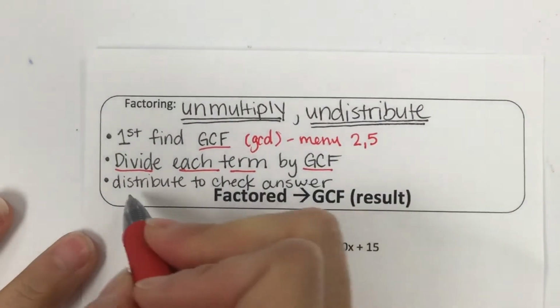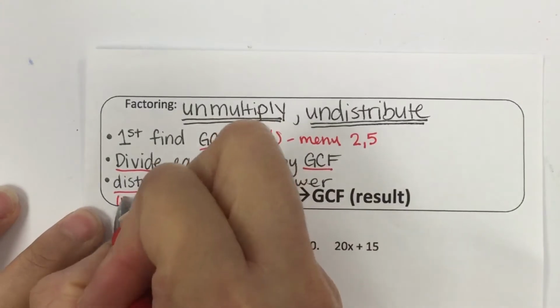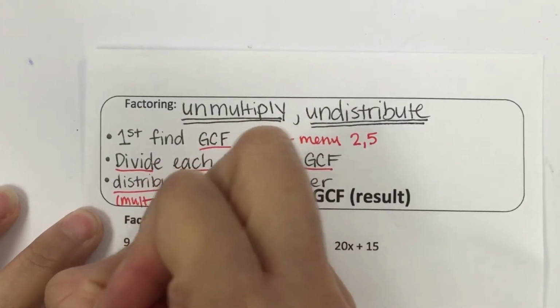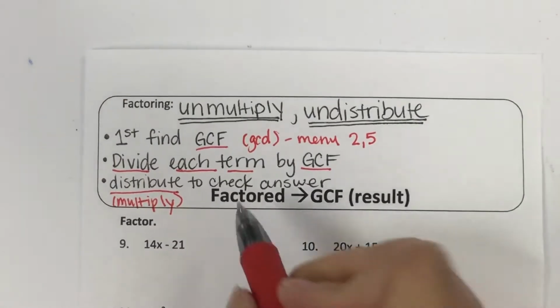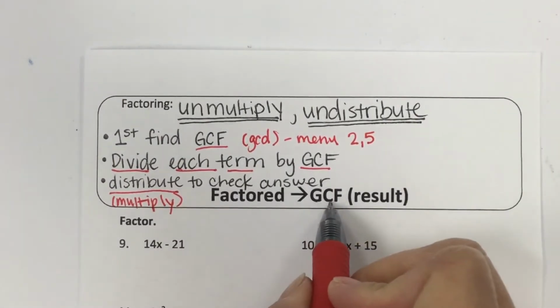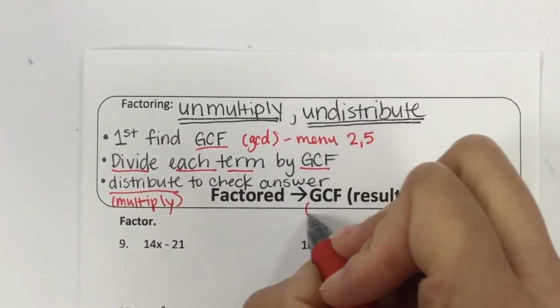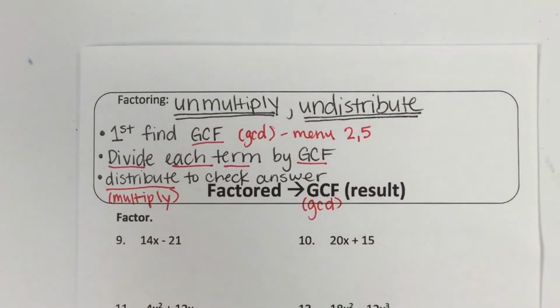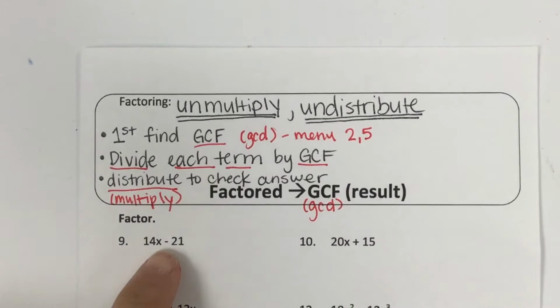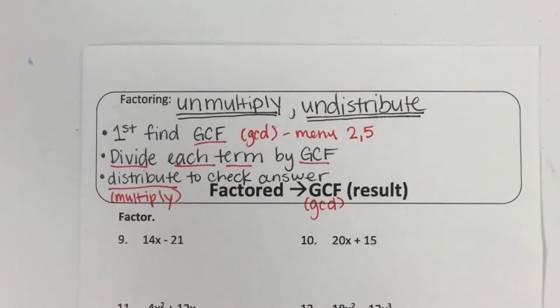And then we distribute, which means multiply, to check your answer, okay? When you're factoring, you're finding the GCF, which is your GCD. It's the same thing, okay? So now that we have a minus sign between our terms, our answer is going to look a little different.